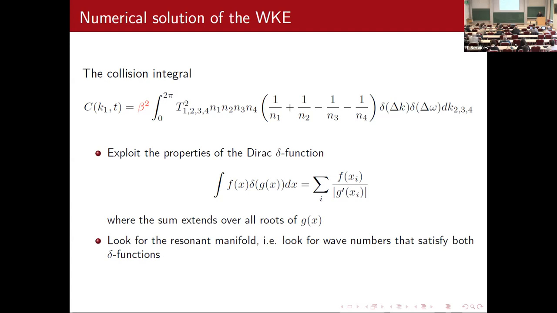So we did run numerical computation of the kinetic equation. The problem of running numerical computation of the kinetic equation is to solve the collision integral. That is the most difficult part, but to do it you just exploit the properties of the Dirac delta function. You have two delta functions here, so this triple integral can be reduced to a single integral. We have to look for the resonant manifold in order to do this calculation.